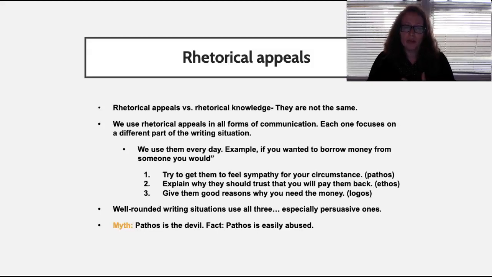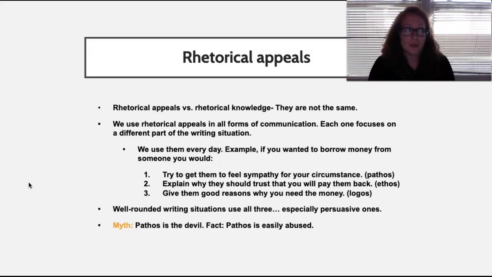We do use rhetorical appeals in all forms of communication. Each one focuses on a different piece of the writing situation, and we do this every day, whether we realize it or not, because all well-rounded writing situations use all 3 to some degree, especially persuasive ones. And as I keep going back to, all writing or almost all writing is a little bit persuasive anyway, because there's a person in control of it who has their little biases, and you select the information that you show people. So there's a little bit of persuasion in just about everything. And we use these appeals every day, whether you realize it or not.